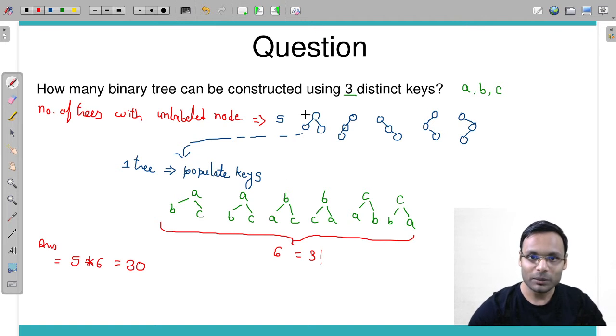One design or one particular tree is this. In this tree you have 6 different ways in which you can populate A, B, C. Similarly, in this particular tree you have 6 such, 3 factorial ways. In this tree also, this tree also, this tree also.